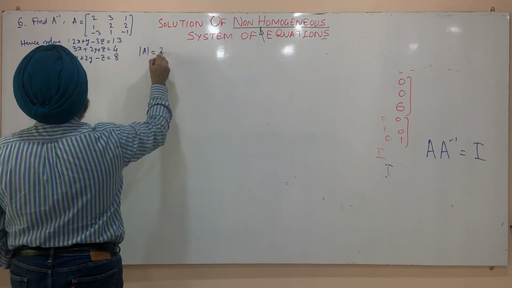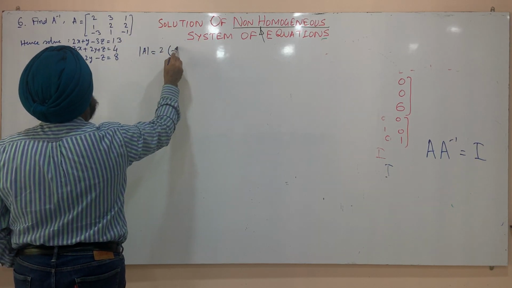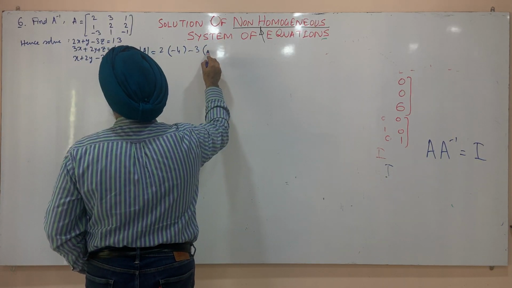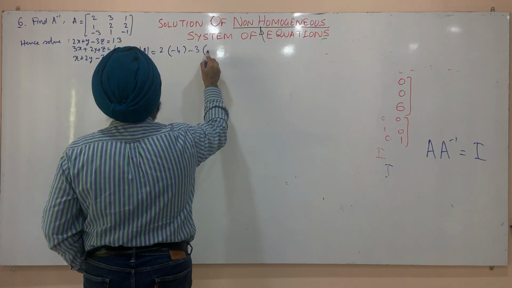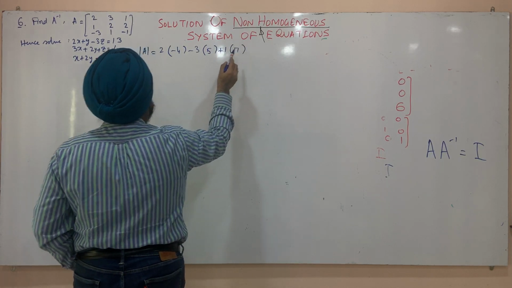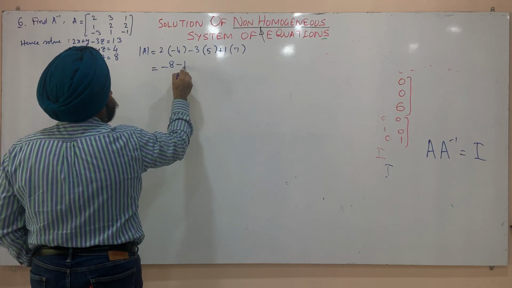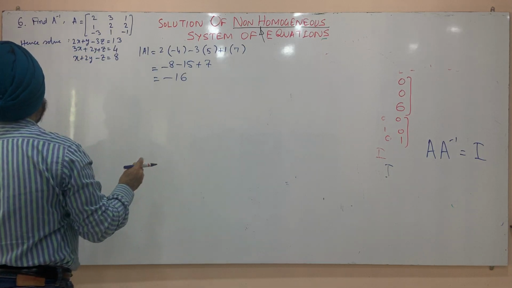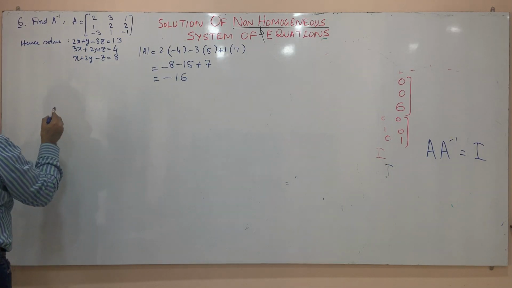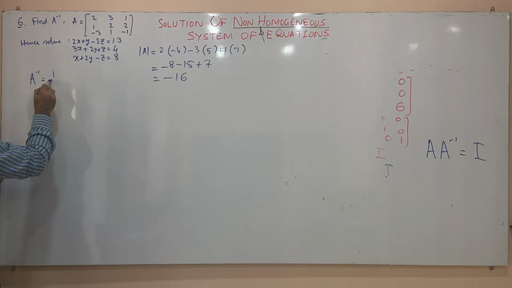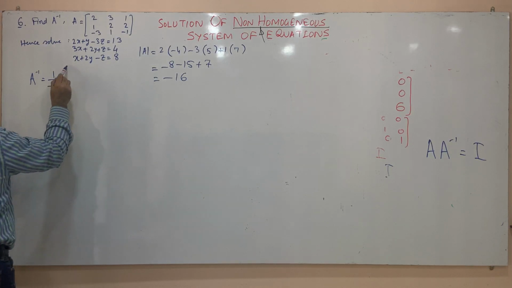Determinant of A. This is 2 times minus 2, minus 2 times minus 3 is minus 1 plus 6, that's 5. 1 plus 6, 7. Minus 8, minus 15 plus 7. This is minus 16. So A inverse is one upon the determinant, then the adjoint.